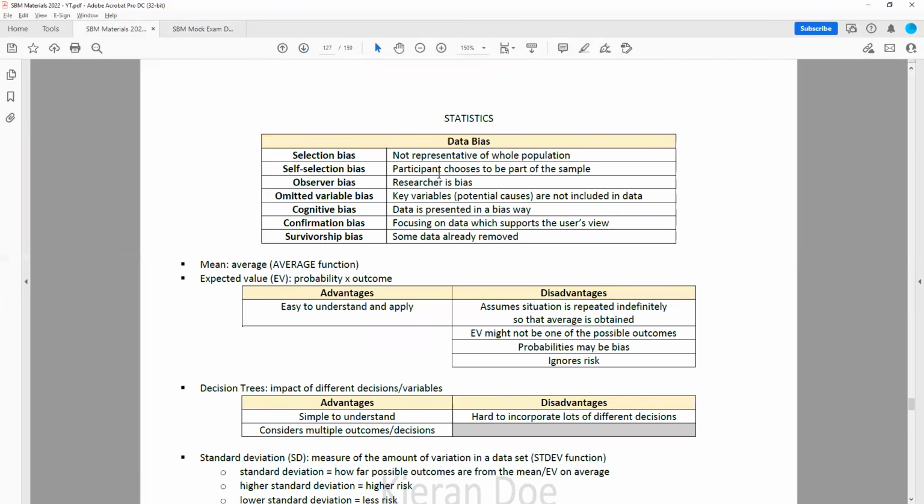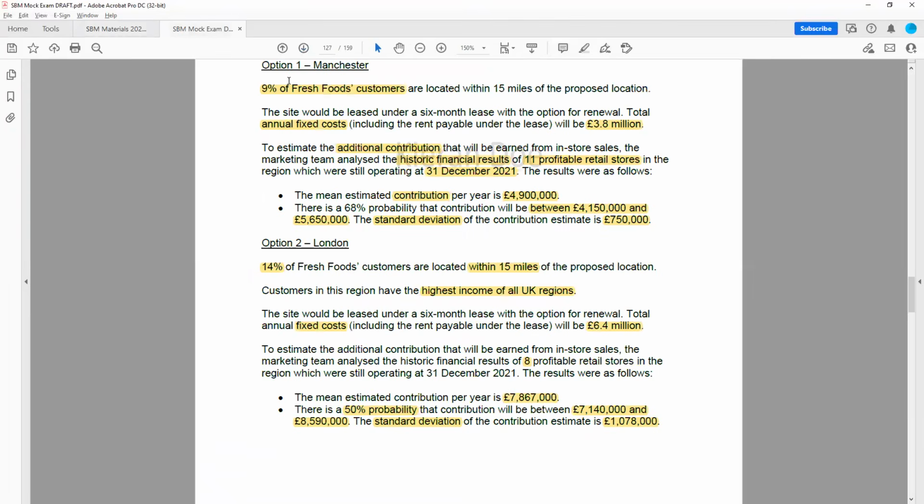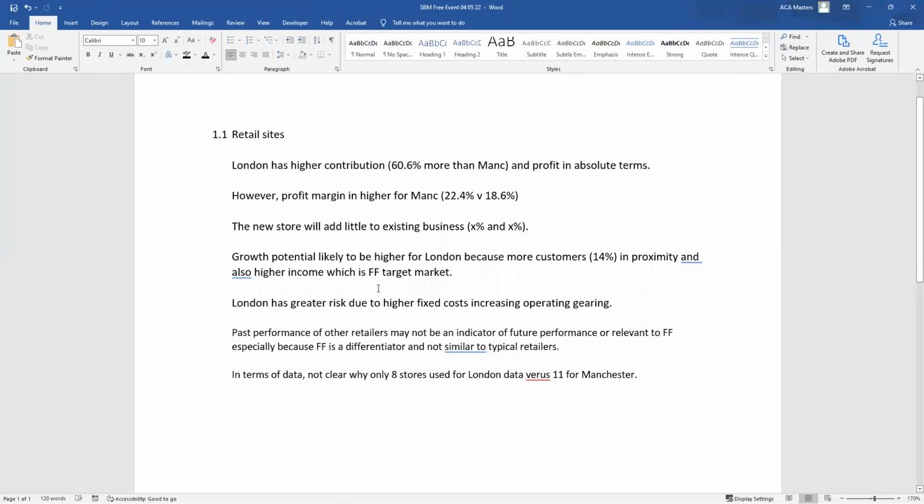Now you could also start to think about some specific types of bias that we see in data. One of these, for example, is the fact that they've only looked at profitable retail stores, so they haven't included any loss-making ones, and they've only looked at ones which were still operating at the most recent year end. So they've omitted any loss-making retail stores, and also any retailers which have gone out of business. Therefore, the data is biased, because it's presumably focusing on the more successful ones. So again, we could make that point.